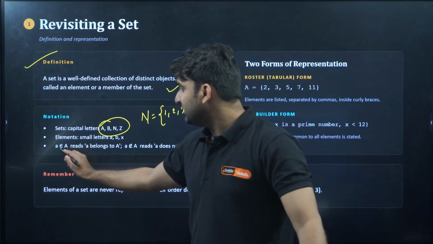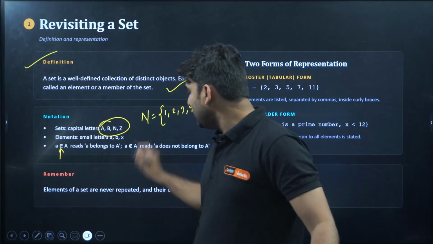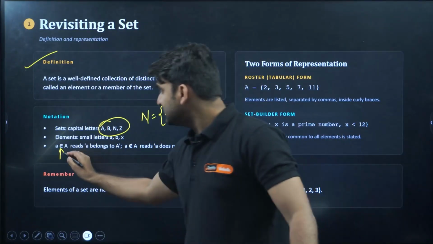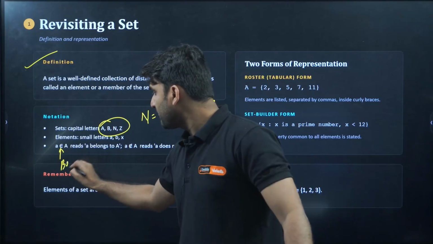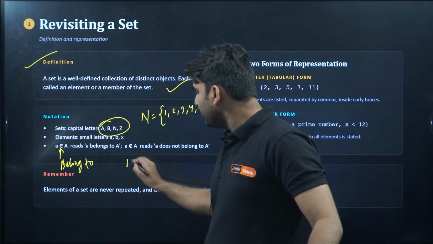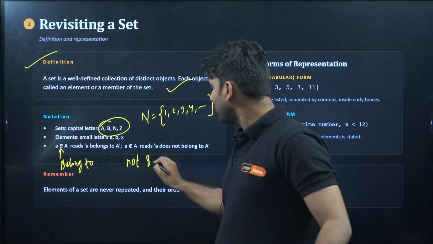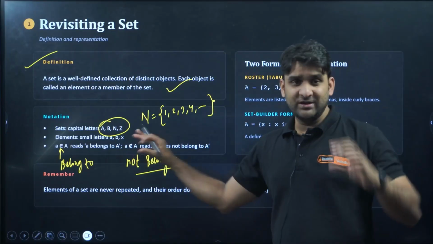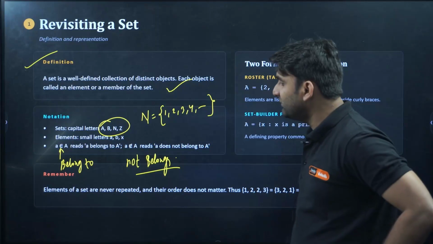This symbol ∈ is called belongs to, and the crossed symbol ∉ is called does not belong to. So this ∈ means belongs to, and this ∉ means does not belong. Please make sure to store these notations in your mind, as we will be using them further in future.